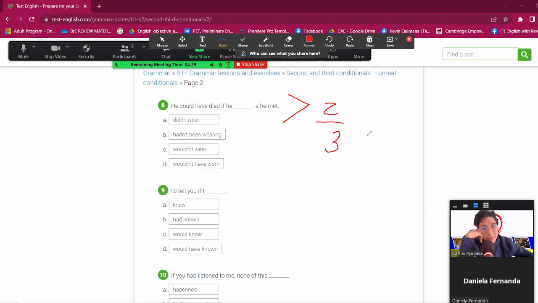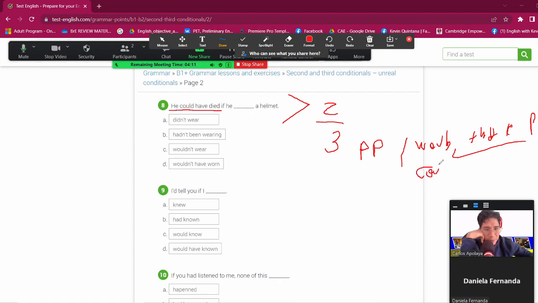Tercera condicional. Ya, perfecto. En tu cláusula tiene que ir un past perfect y un would, would have + past participle. Ahora, me fijo. ¿Con qué empieza? ¿Con el resultado o con la if? Empieza con el resultado. Could have died.